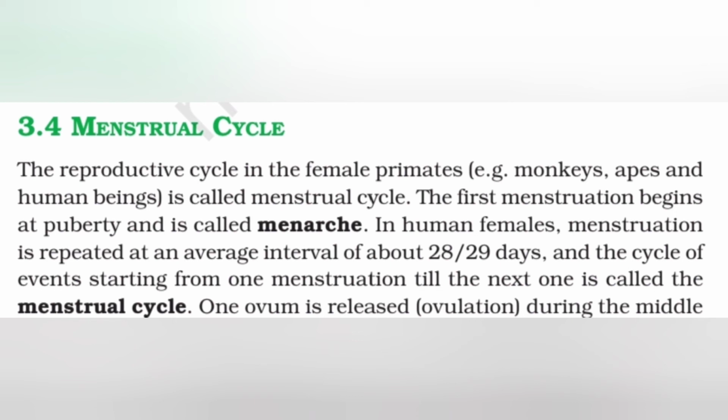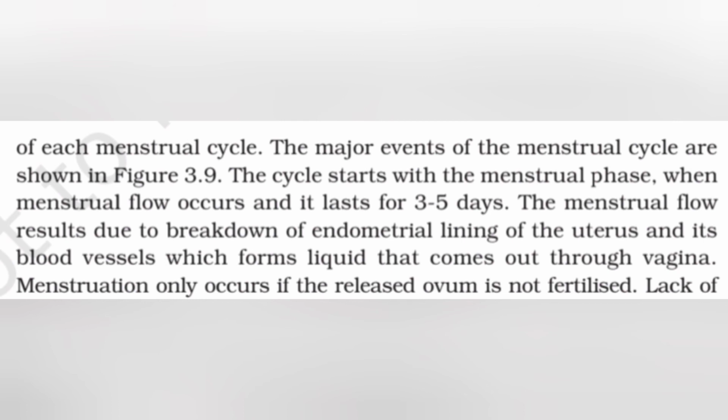In the human female, menstruation is repeated at an average interval of about 28 to 29 days. The cycle of events starting from one menstruation to the next is known as the menstrual cycle. One ovum is released, that is, ovulation occurs during the middle of each menstrual cycle. The major events of the menstrual cycle are shown in the figure. The cycle starts with the menstrual phase when menstrual flow occurs and it lasts for 3 to 5 days.